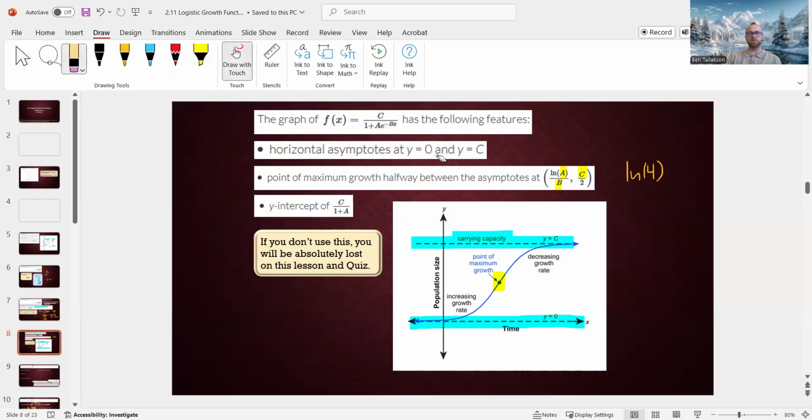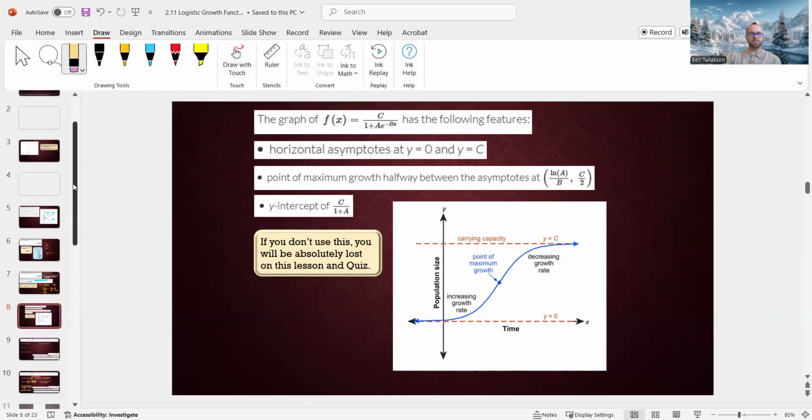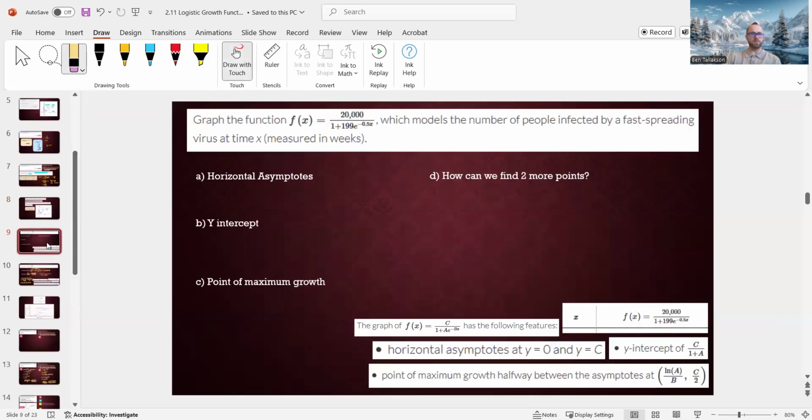And this is a handout in the recordings document. And now it's time to put these tools in our tool belt to use. We're being asked to graph this function. We're told it models the number of people infected by a fast spreading virus at time X measured in weeks. How nice. This time they tell us the actual time increment. That makes this more interesting. So, horizontal asymptotes, y-intercept, point of max growth, other points. Pause this, see if you can use the information below to help you do this correctly.